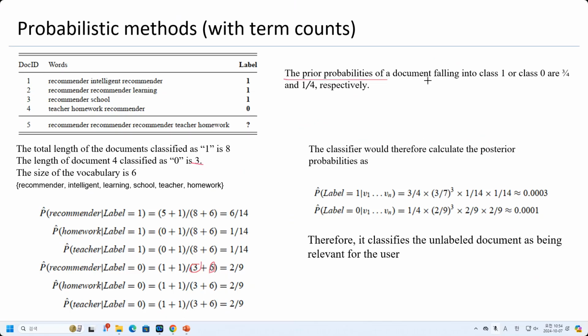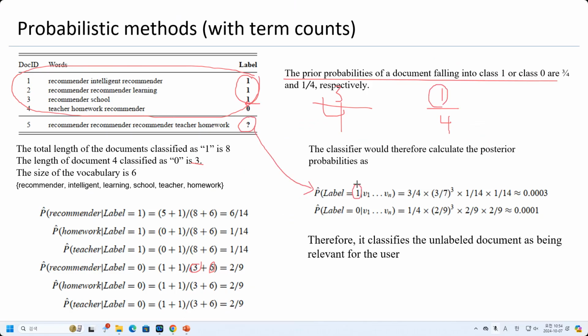Now, let's look at the prior probabilities. The prior probability means in this document set, we have 4 documents. Out of 4 documents, there are 3 documents which are label 1, and we have 1 document which is label 0. Then I want to know if I put this one as label 1, given the words recommender, teacher, and homework. What is it?